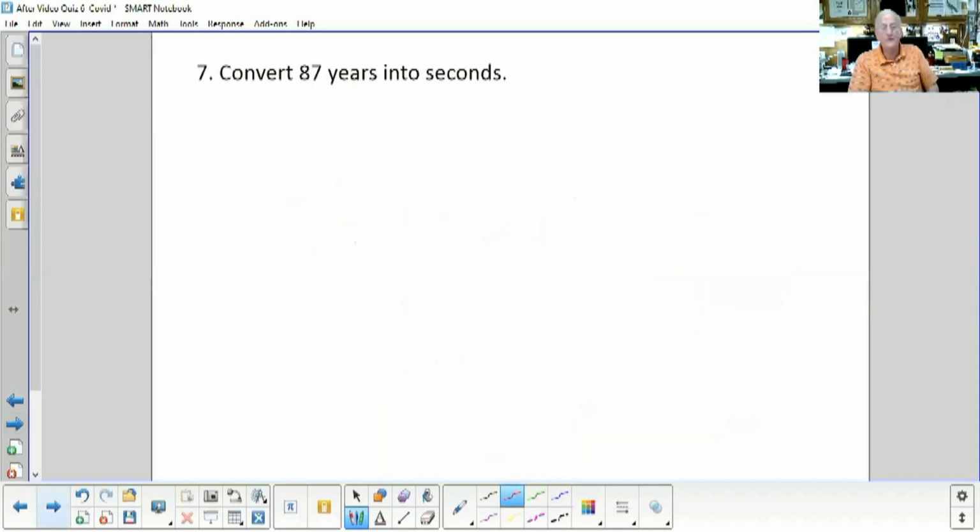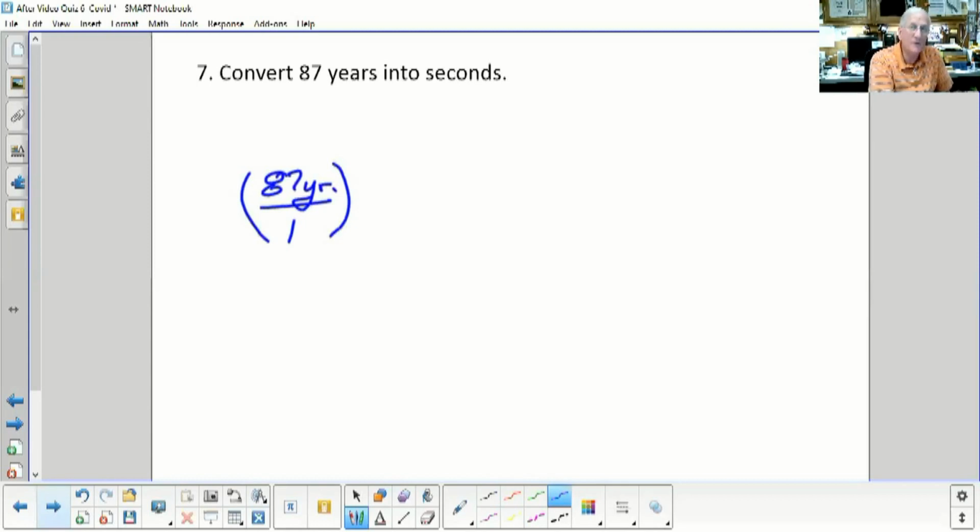Number 7, convert 87 years into seconds. Again, example of dimensional analysis. All right, so I'm going to start with 87 years. Remember, we don't go to months, we don't go to weeks, we go right to days, because it's a more accurate estimate of what is in a year. Okay, so 365 days for every 1 year. Years would cancel. I'm now at days, but I want to be in seconds.